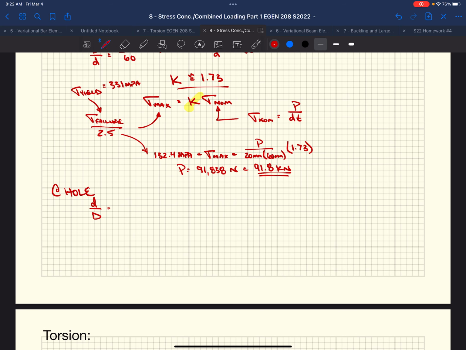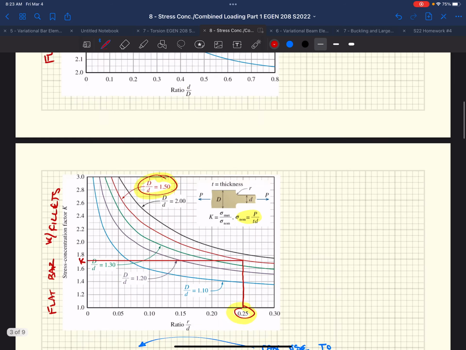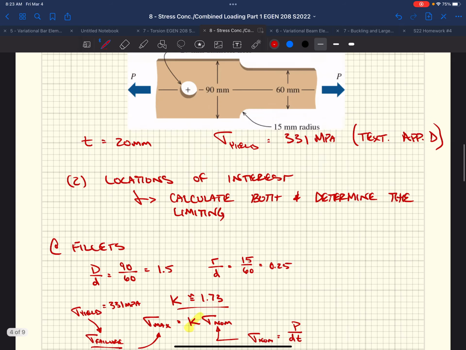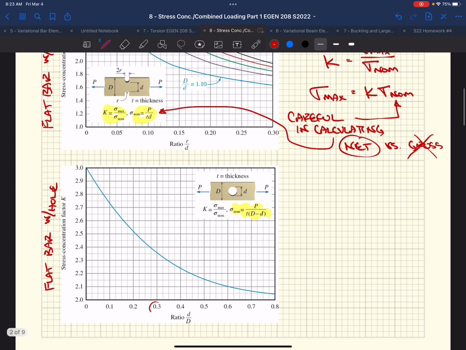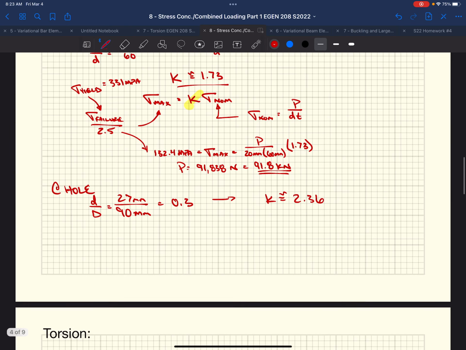D over D, 27 millimeters was our diameter of our hole. The large dimension is 90 millimeters. We get 0.3 approximately. If we go to our graph, we're going to get a K equal to approximately 2.36. So go back up here. What did I say the D value was? 0.3. I'm going to run up, I'm going to run over. All right, that's our K value. Pull that K value off. I said it was 2.36, my guess.